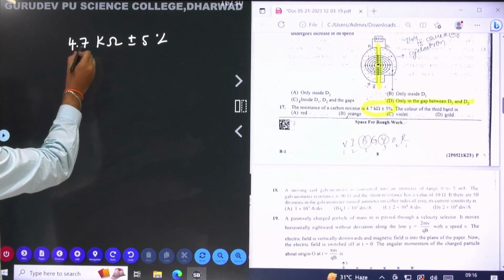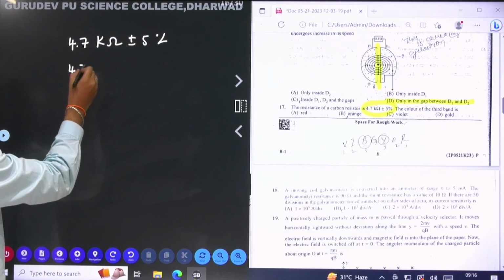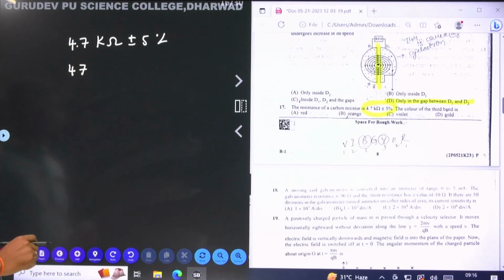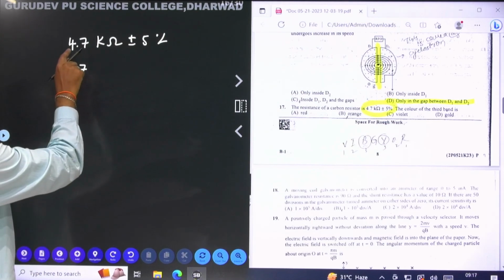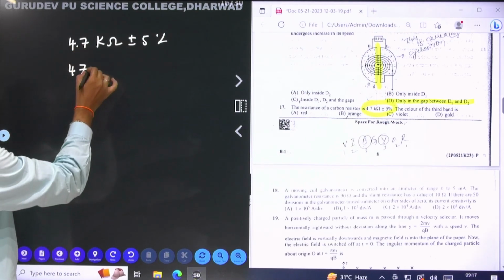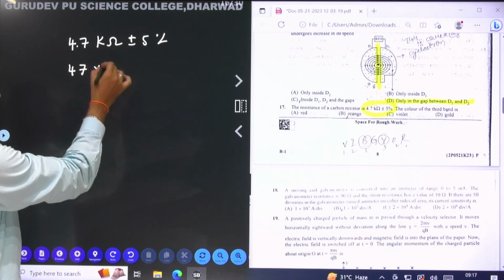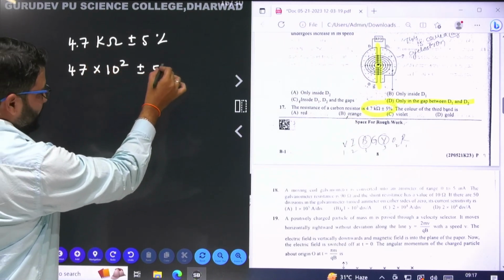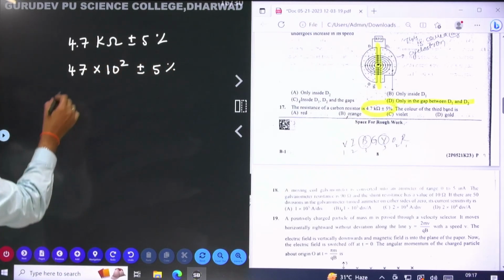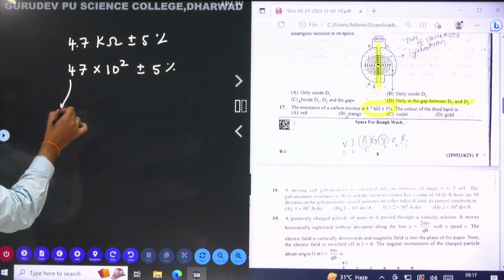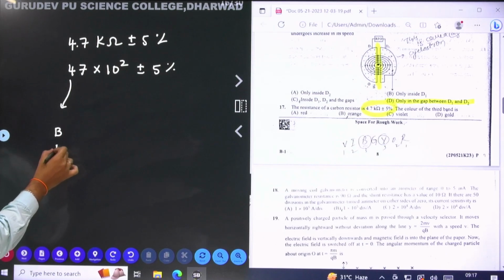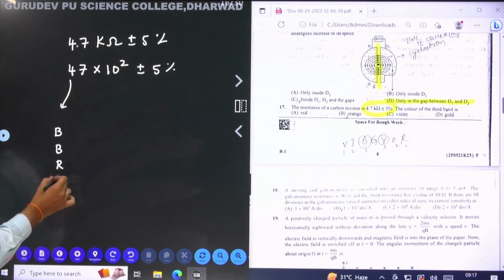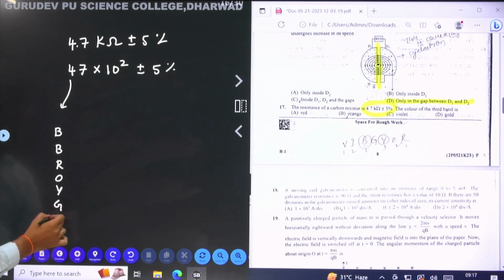First of all, try to write this properly as digits. You would get 4.7 as 47, you have to make it. And then this was 10 to the power 3, right? It would become 10 to the power 2. Then plus or minus 5%. Now you can easily decode it. If you write the B B Roy concept, you would clearly get to know which color it is and what it would be.